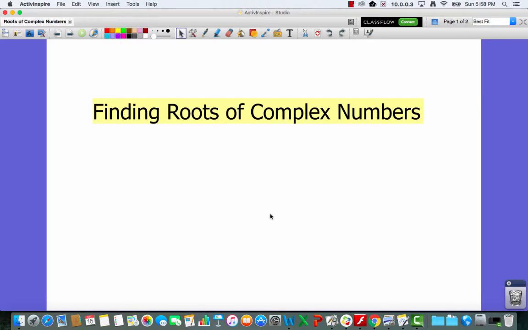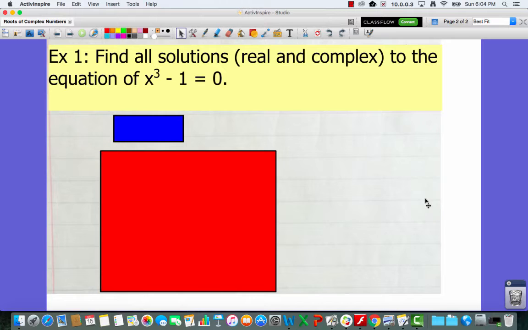Welcome everybody. This video is on finding roots of complex numbers. Alright, here we go. We're going to start with some examples, check our answers, and then use the checks as sort of a justification for the method that we used. That'll make more sense, I think, after we go through the first example.